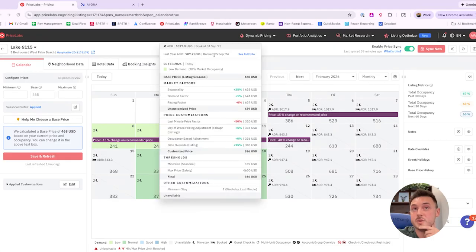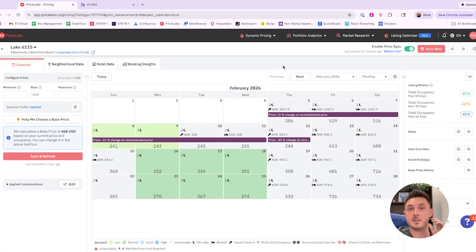This says I booked this weekend on September 4th of last year. Wow. And even if you have multiple years of data, it tells you the year before that. Last year, I booked it at 907. So that's over a $100 increase per night this year versus the year before for those same dates. It's unbelievable. It's awesome.